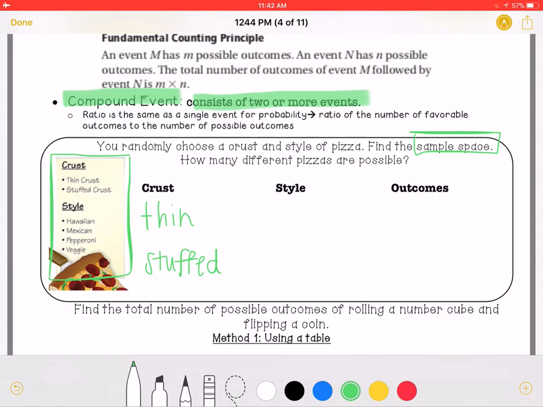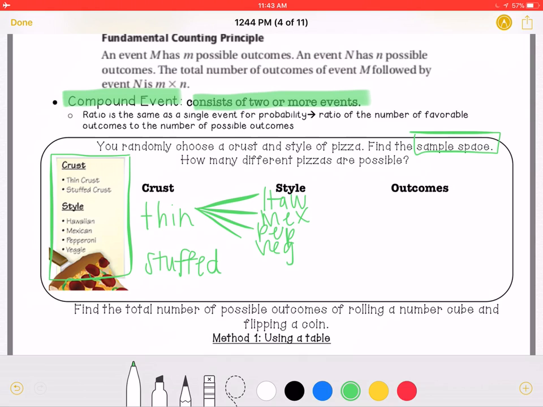Now, from here, you can have different styles. So you can have a thin crust that is Hawaiian style. You can have a thin crust that is Mexican style. There are 4 different styles. So what you're going to do is branch off of that crust and list those 4 different styles. So you would take the time, I'm just going to abbreviate for time's sake, and you would write those down.